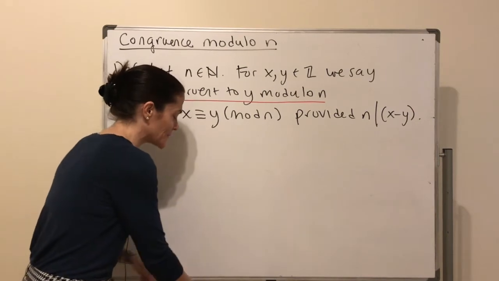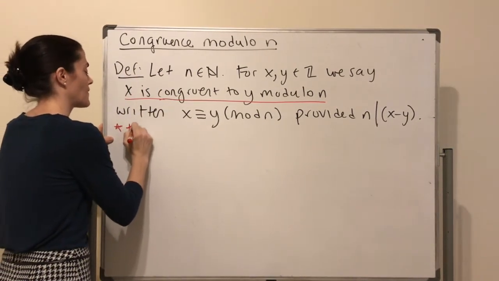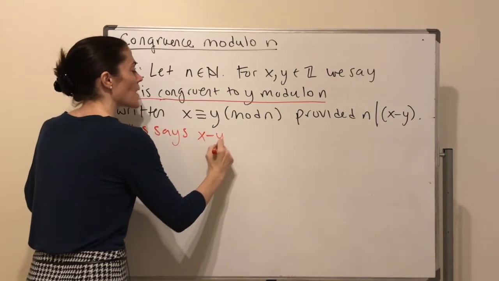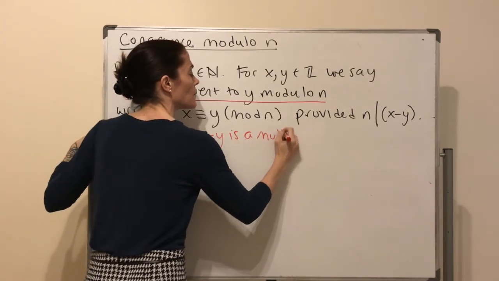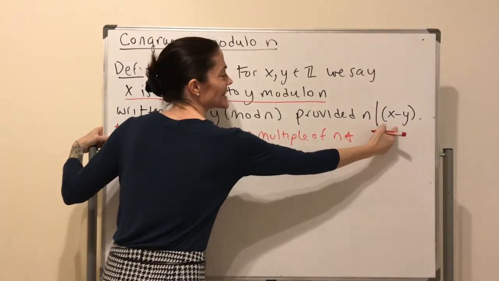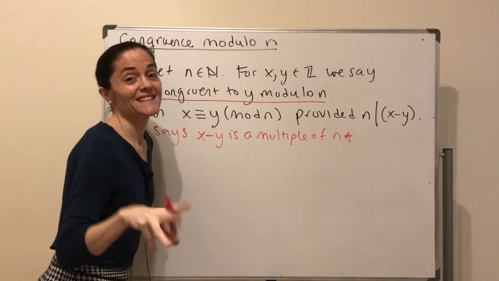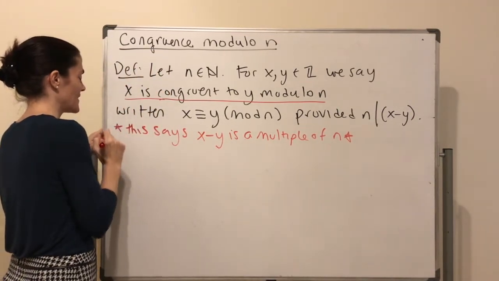Now the thing that you will notice, this says that x minus y is a multiple of n. That's exactly this. But when we do proofs, we need to use the definition of divides, right? Now another comment to make.